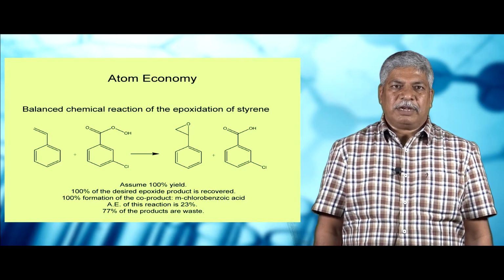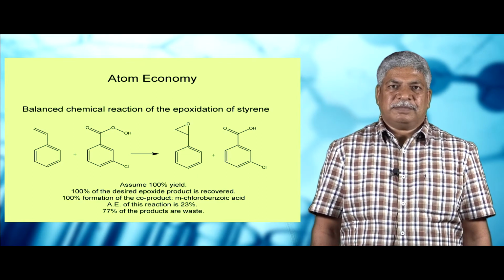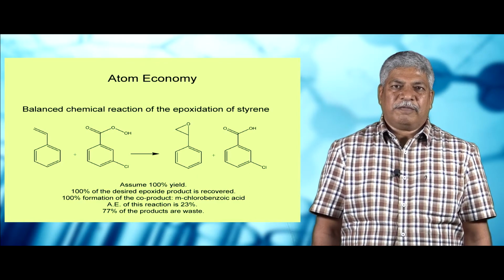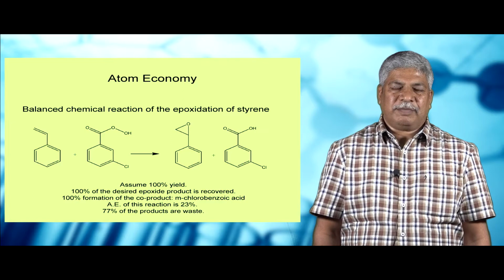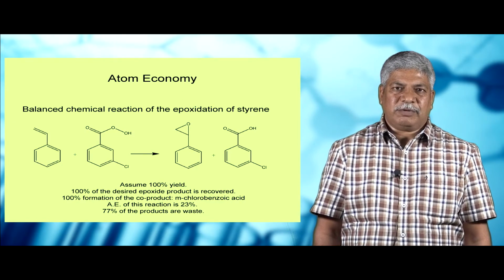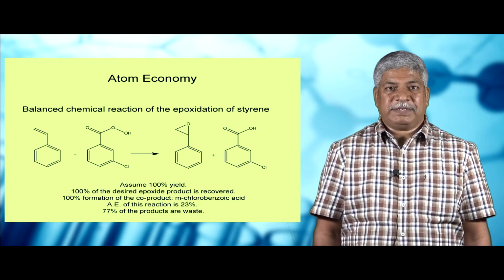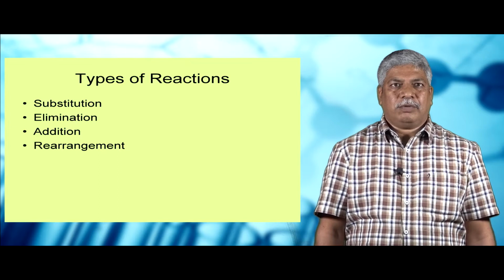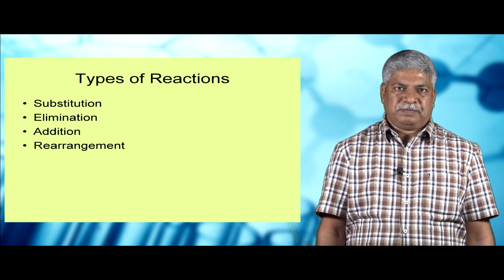But if we talk in terms of atom economy, the atom economy of metachlorobenzoic acid will be 70%, whereas the atom economy of the styrene epoxide will be 30%. It means more than 70% of the material goes into waste. Now let us see how the atom economy works for different reactions.